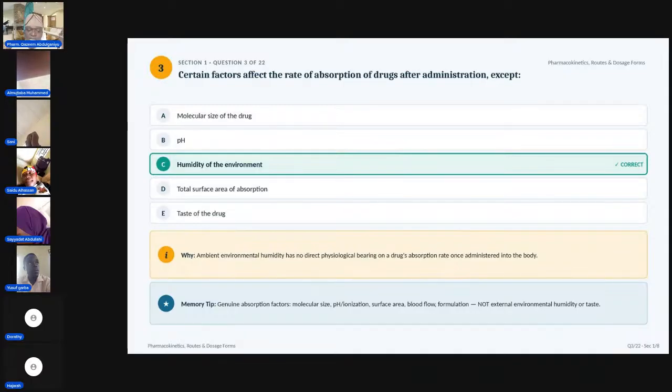So the general tip is genuine absorption factors include all of these things, not external environmental factors, humidity or taste. If I may say, this question might have a double answer, and I want to believe that whoever set this question would probably mark either taste or this. Are we following? Let me see, just nod if you are following. Okay, then that's fine.